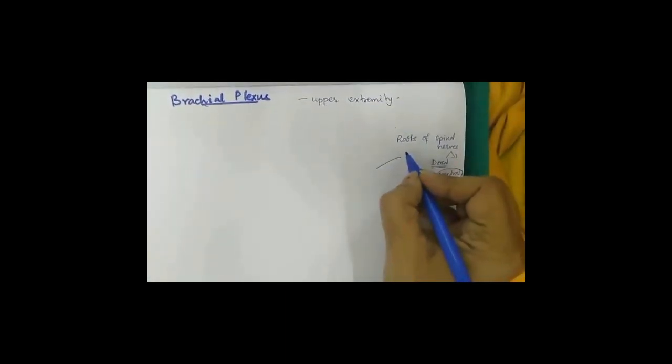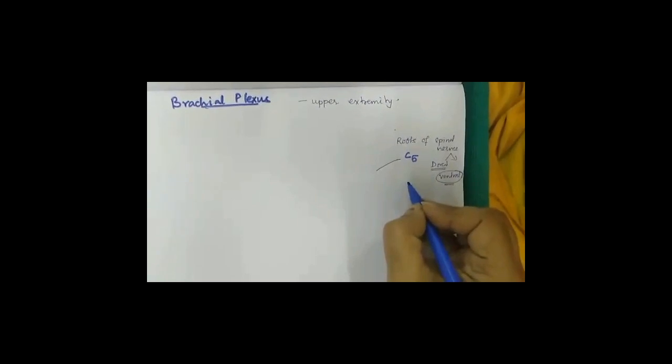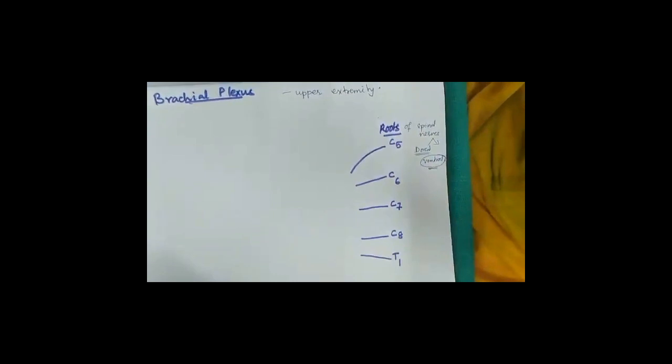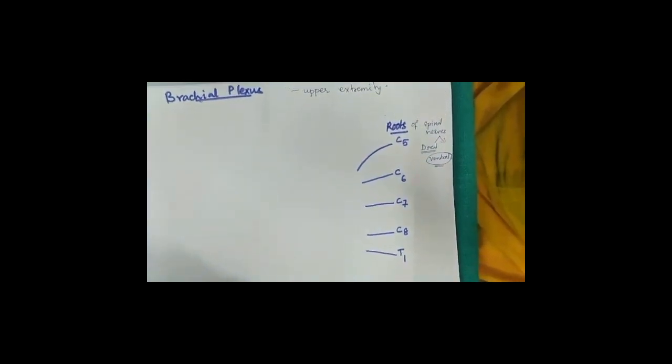Now, ventral branches of C5, C6, C7, C8 and first thoracic nerve join to form the brachial plexus. So these are the ventral rami of the 5 roots of the spinal nerve. So these are the 5 roots forming the brachial plexus.